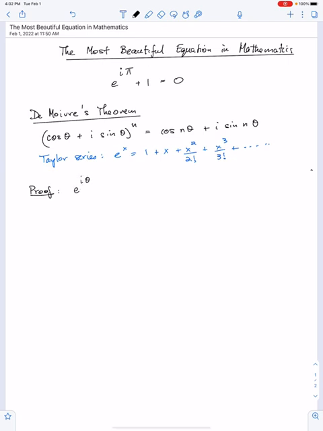So e to the i theta, if we use the Taylor series of e to the x over here with x as i theta, we get 1 plus i theta plus (i theta) squared over 2 factorial plus (i theta) cubed over 3 factorial, and so on. So let's simplify that a bit. We get 1 plus i theta, and we know that i is square root of minus 1, and i squared is equal to minus 1. i cubed is equal to minus i, and i to the 4th power equals 1. And then it repeats.